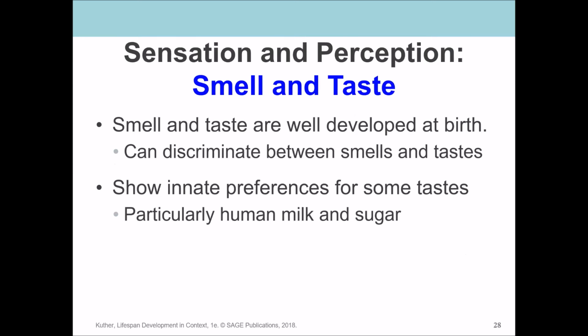Infants also show an innate preference for some tastes. They prefer human milk over formula. They prefer sugary substances to salty or bitter substances. And like I talked about before, experiences can modify taste preferences. So the flavors that they were exposed to, via what the mother ate, go into her amniotic fluid or into her breast milk. They show preferences for that food later on. So experience shapes preferences.